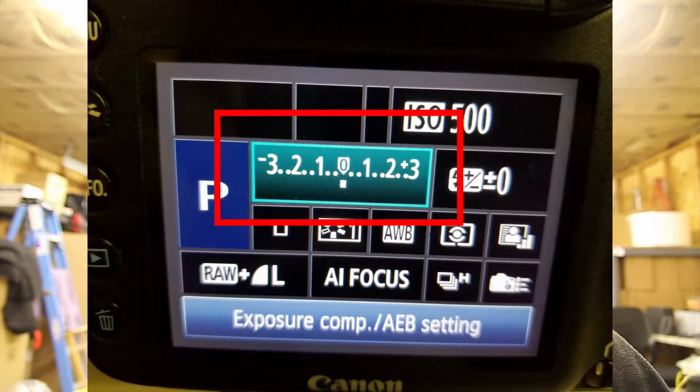Now let's talk about exposure. The diagram we're going to show you first is the exposure reading on your camera. Right in the middle is a good exposure of both dark and light. If you go to the right, you get a brighter image, more light. To the left, a darker image, less light.